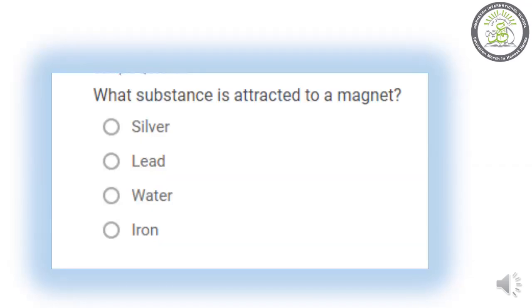Second question, what substance is attracted to a magnet? Silver, lead, water, iron. You have 10 seconds to answer.